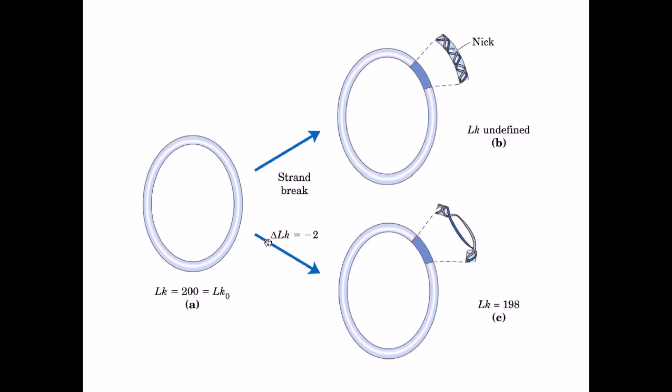But if we know that the linking number is reduced by 2, that means we just unwound the two strands of the DNA at two different points, so it will give us Lk minus 2. So previously it was 200, now it is minus 2, getting us Lk equals 198. So this one is a new linking number after unwinding the DNA strands twice at two different points.